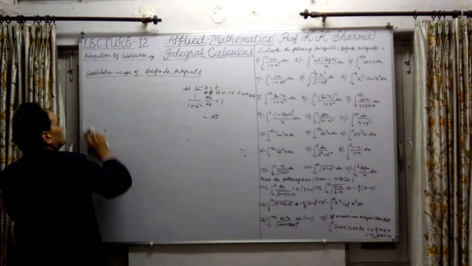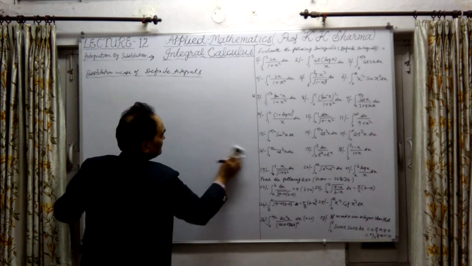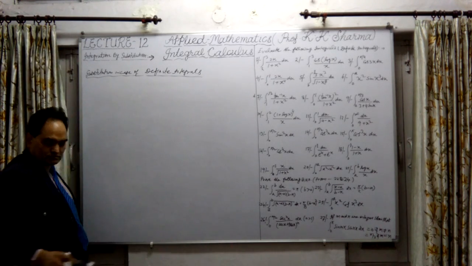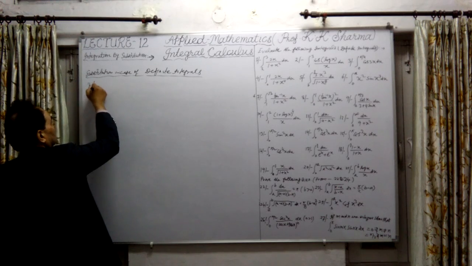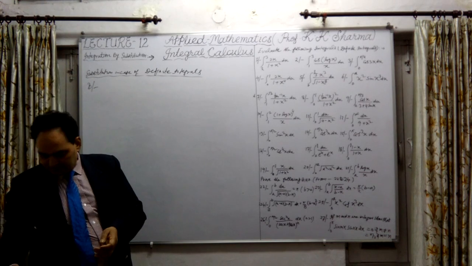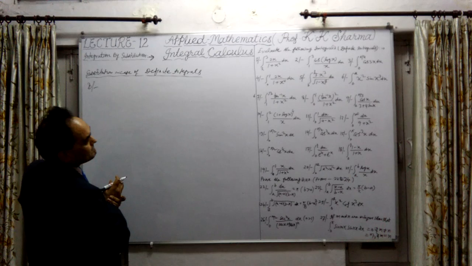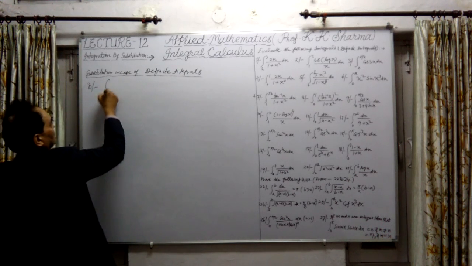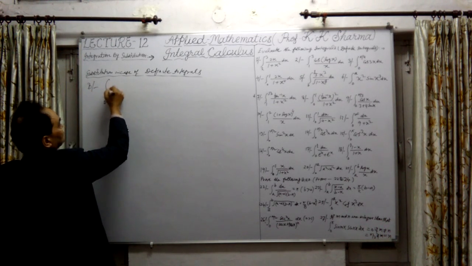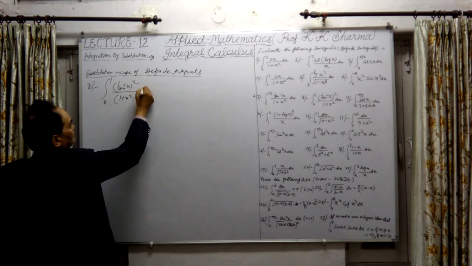Now question number 8. What is question number 8? Let me tell you. Question number 8 says, okay, this is a similar type with limits 0 to 1. It is the integral of tan inverse x whole square upon 1 plus x square dx.